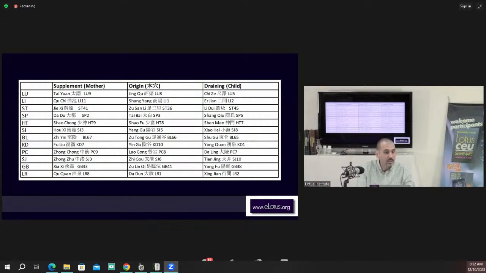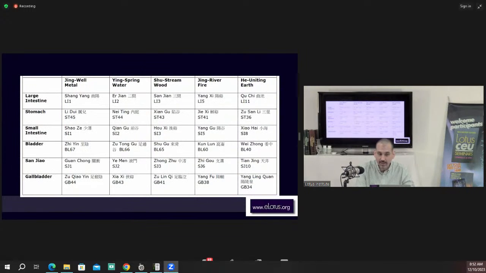Okay, let's look at large intestine. Just as another example, large intestine is also metal. Now it's a yang channel, so there's going to be slightly different phase associations for the point categories. So we go back here now. Large intestine is metal, which means that the mother of metal is earth, large intestine 11. So if we want to supplement or strengthen large intestine, we can needle large intestine 11. This is why large intestine 11 also has a qi and blood supplementing function.